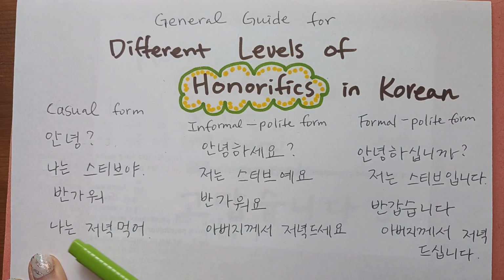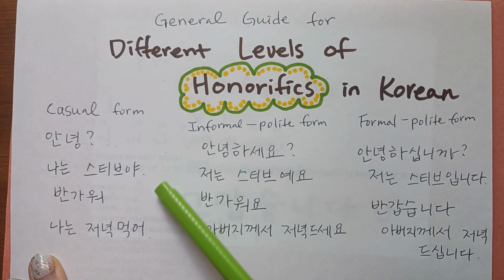Hi. I'm having dinner. 나는 저녁 먹어. You know the present form of the conjugation of the verb is 먹어요. We take 요 away and say 나는 저녁 먹어. I have dinner. That's what the casual form is.